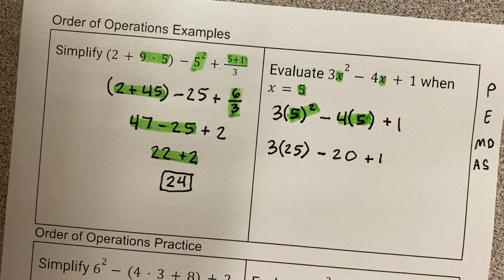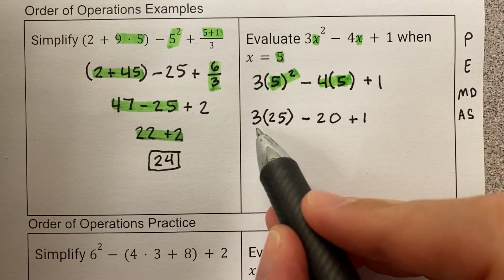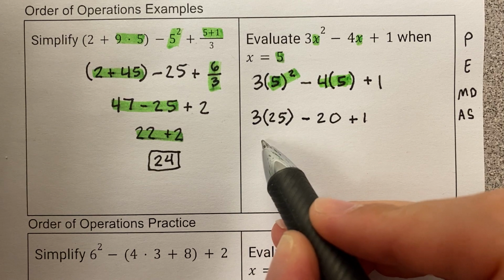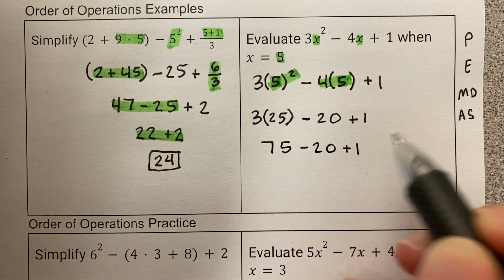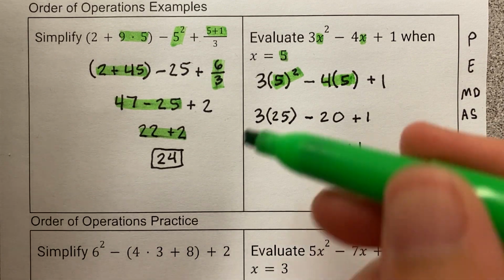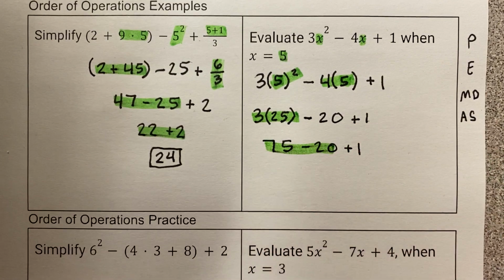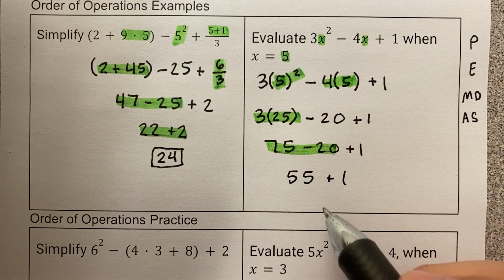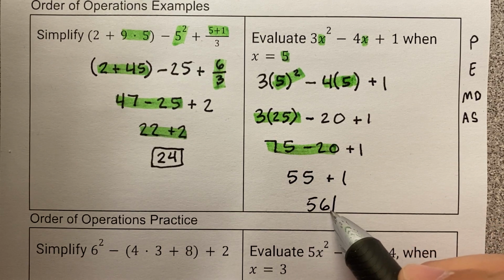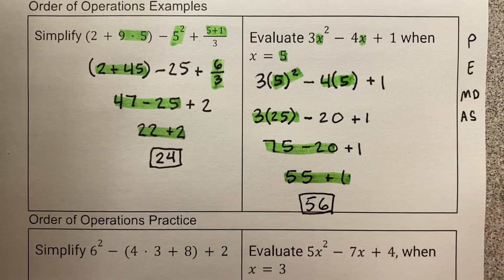Okay, now what do I have left? I have multiplication, subtraction, and addition. The multiplication for sure happens first. So let's do 3 times 25. That's, if I have 3 quarters, I have 75 cents. I'm going to bring everything else down. And once again, if I have addition and subtraction, we just do that left to right. So I'm going to start with this subtraction right here. 75 minus 20 is 55. Bring down the plus 1. And then I'm going to go ahead and do that final step. And I get 56. Okay, so this is my last step, and I'm done.